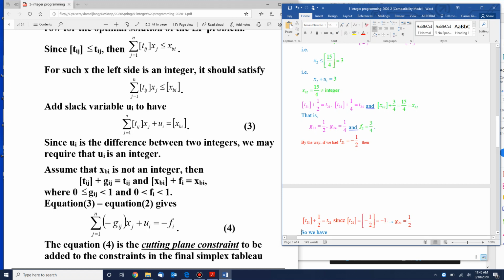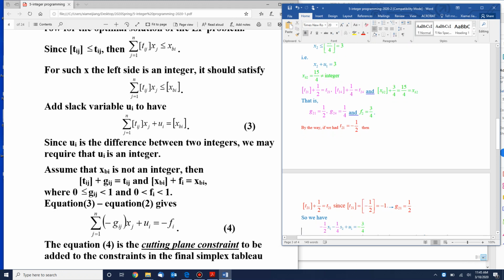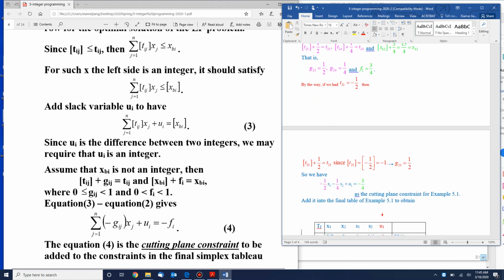Okay, so now once we have G21, G24, and F2, then we can work out the cutting plane constraint. Just minus G21 x1 minus 1 over 4 s2, plus u1 equals negative 3 over 4, because G21 equals half and G24 equals 1/4, right? So this is the cutting plane constraint for example 5.1 in the final tableau.